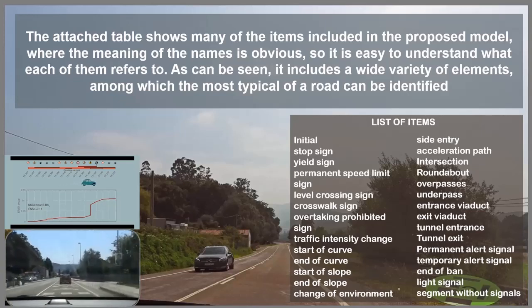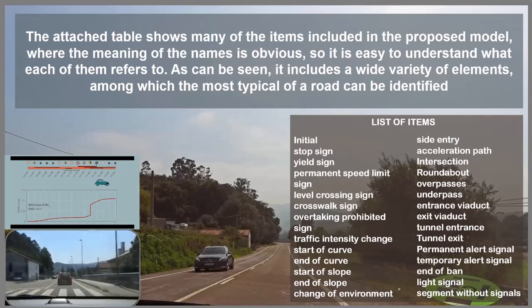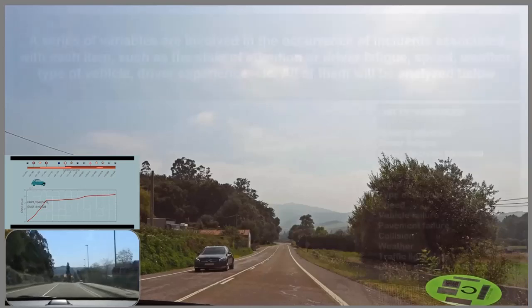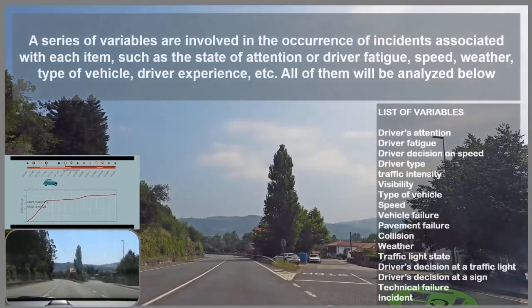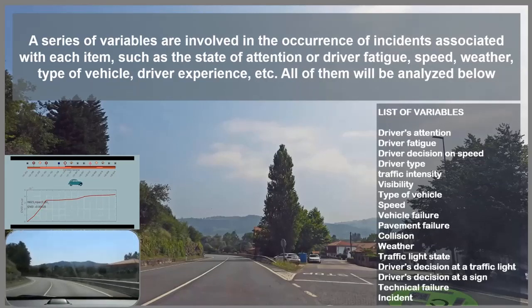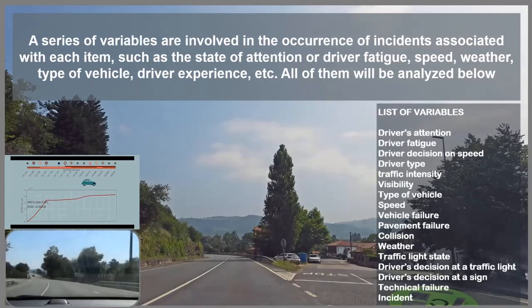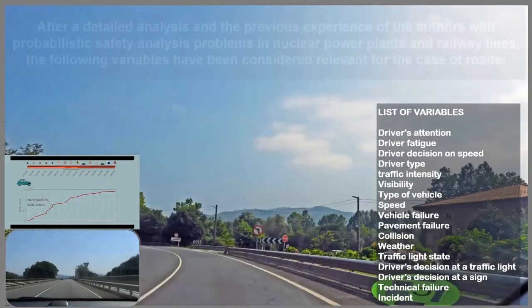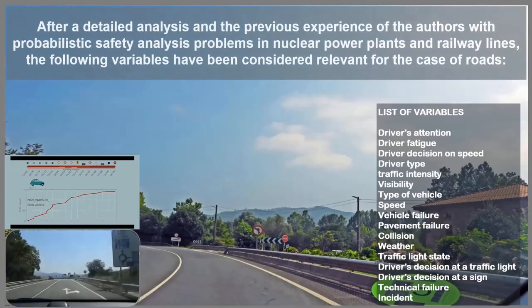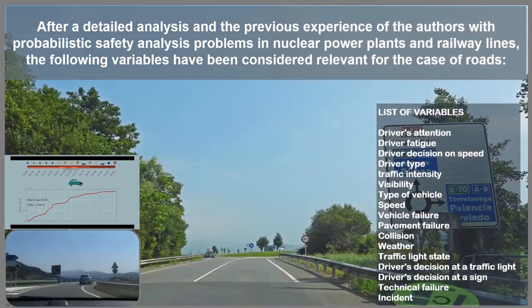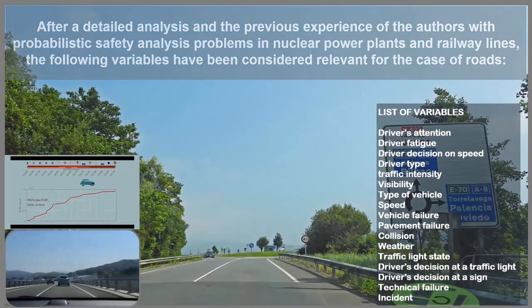As can be seen, it includes a wide variety of elements, among which the most typical of a road can be identified. A series of variables are involved in the occurrence of incidents associated with each item, such as the state of attention or driver fatigue, speed, weather, type of vehicle, driver experience, etc. All of them will be analyzed below. After a detailed analysis and the previous experience of the authors with probabilistic safety analysis problems in nuclear power plants and railway lines, the following variables have been considered relevant for the case of roads.